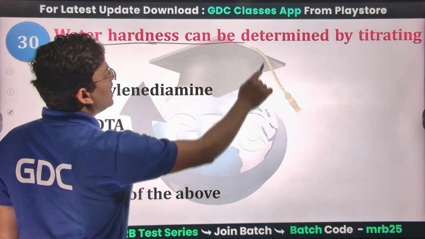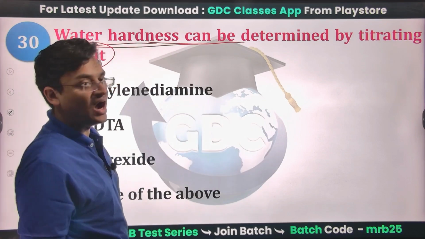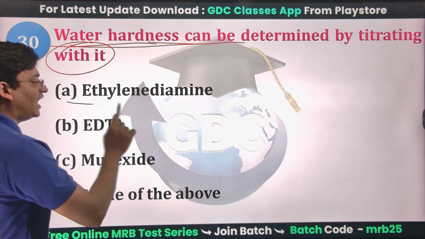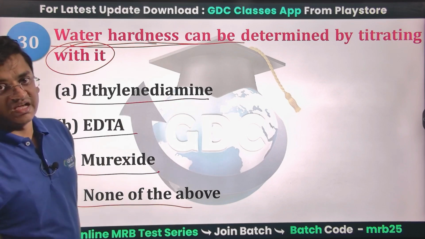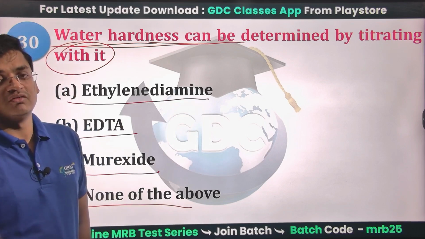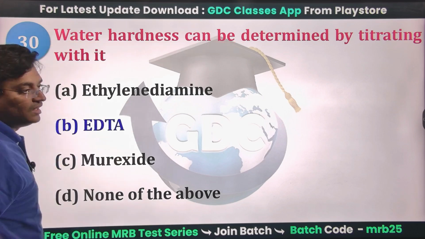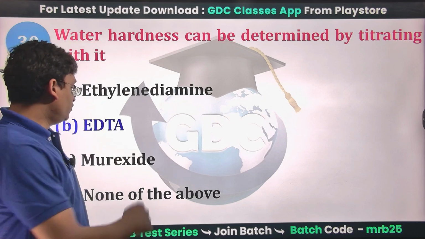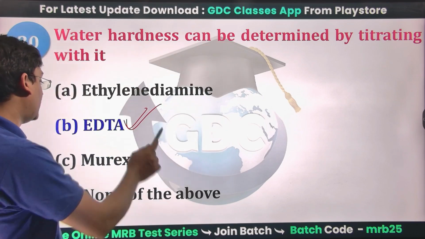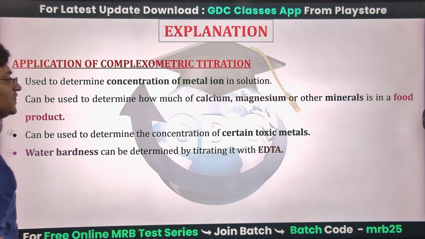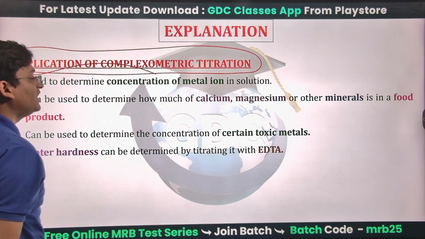Water hardness can be determined by titrating with it. How do you measure hardness of water? The options are ethylene, diamine, EDTA, murexide, or none of the above. For the detection of hardness of a water sample, we use EDTA. We titrate with EDTA, and this is a case for complexometric titrations.